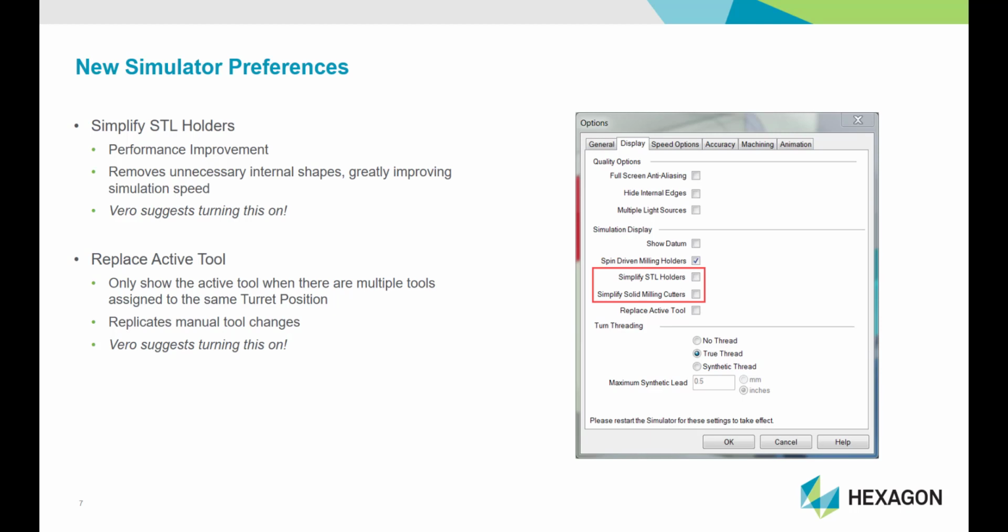And the What's New document does a good job of showing this, but to put simply, if you have a situation where multiple tools in a turret have the same turret position, and there could be some valid reasons for doing that, or perhaps it was just an accidental mistake as part of the buildup in the CAM process, the software will only show the current tool during simulation. So again, some nice options and preferences for simulator that we want to make sure you know how to use.